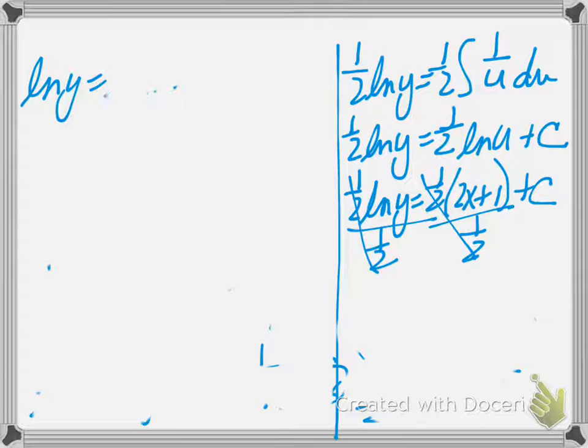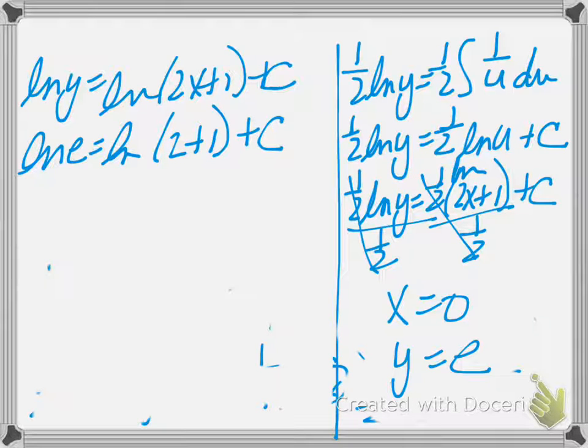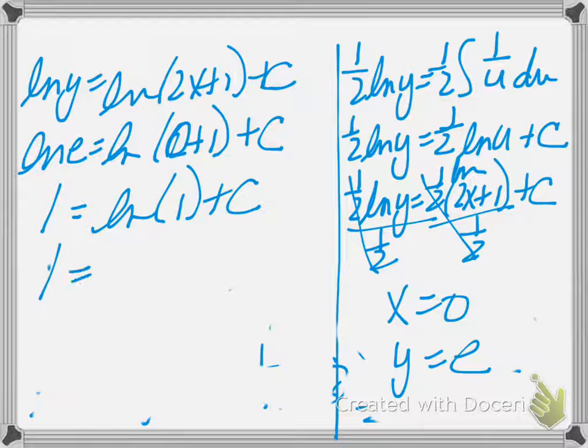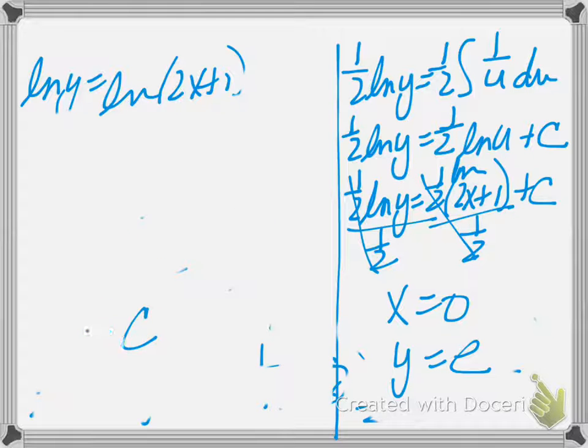Oops, I forgot the ln. Okay, and now I can solve for C, because the initial condition they gave me was that when x is 0, y equals e. So ln of e is equal to 1. This should be a 0. Okay, and ln of 1 is equal to 0. So c equals 1. So now I can go back and replace the c with a 1.